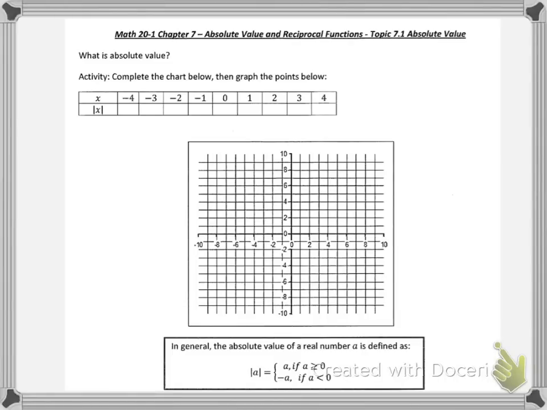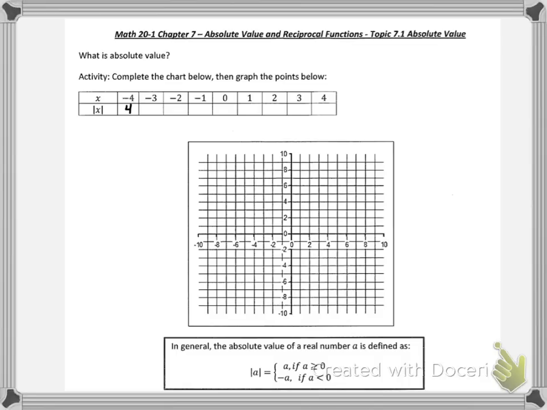Okay, in Chapter 7, what we're going to do is look at absolute value and reciprocal functions. Today, it's 7.1, absolute value. What we're going to ask you to do is complete this chart. And when it asks you for the absolute value of -4, that is going to be +4.